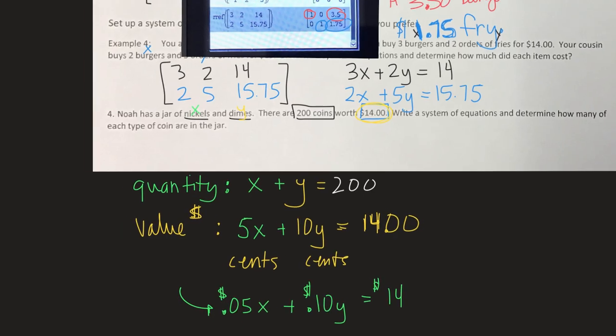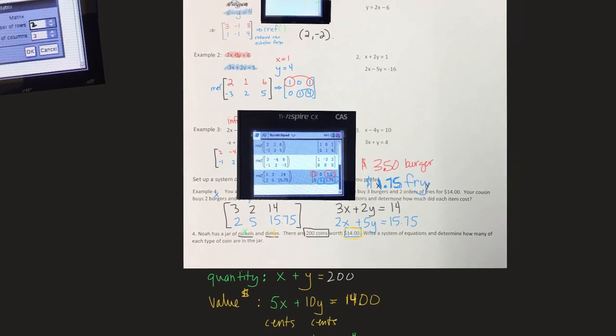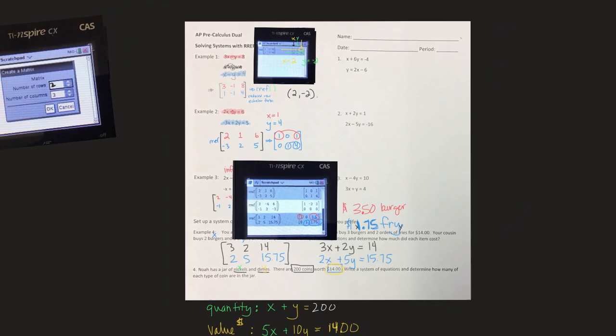So RREF is a very fantastic way that we can use to solve a system of equations.